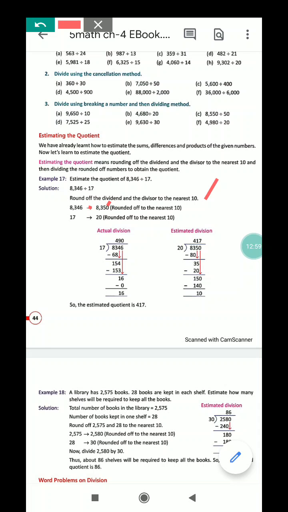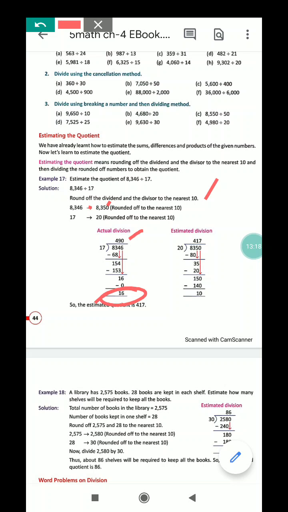Now we will do the actual division. First of all, we will do the actual division. What is the actual division? 8346 divided by 17. After doing the calculations, we have got the quotient as 490 and the remainder as 16.